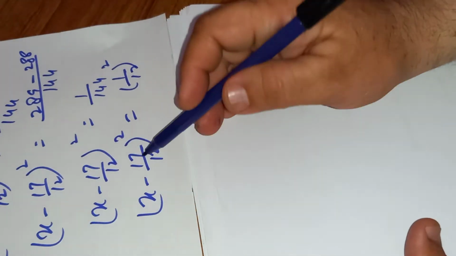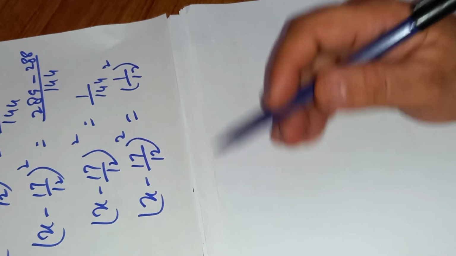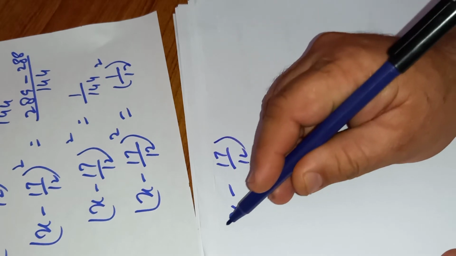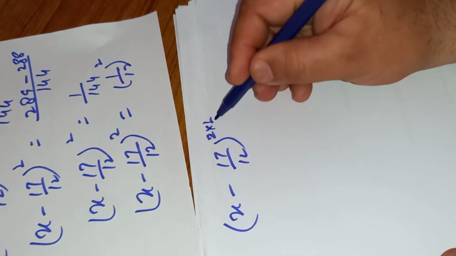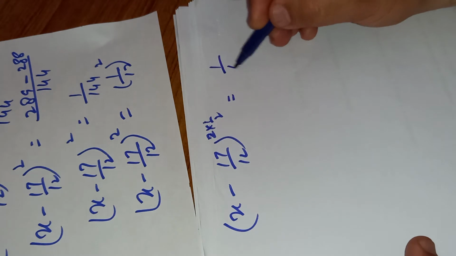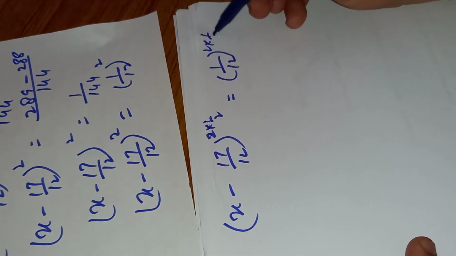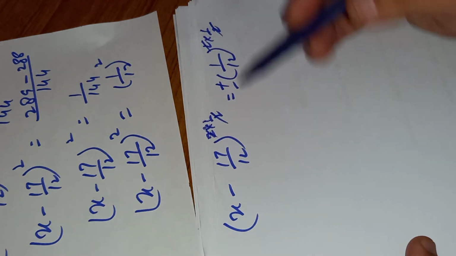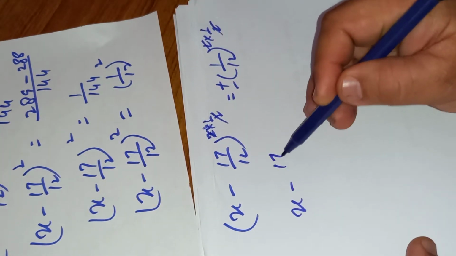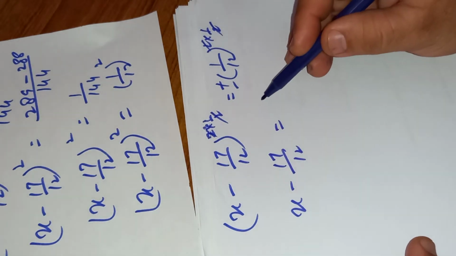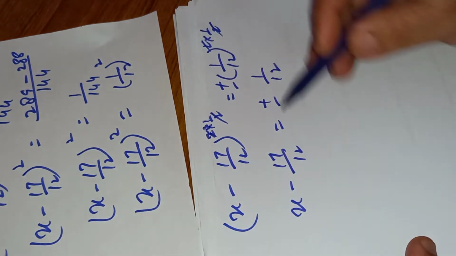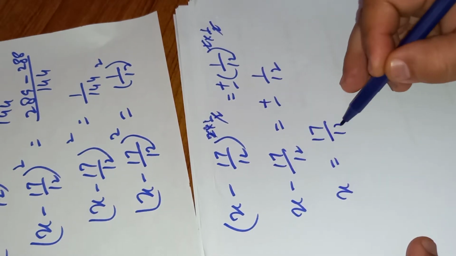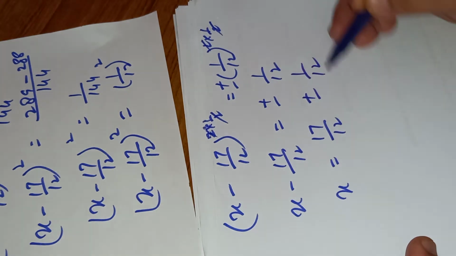we will take square root on both sides. Now taking square root on both sides, x minus 17 by 12, its power will be 1 by 2 and here also power will be 1 by 2, but plus minus here. Don't forget to write plus minus for the constant value. So x minus 17 by 12 equal to plus minus 1 by 12. This will come to the other side. From minus it will become plus. So 1 by 12.